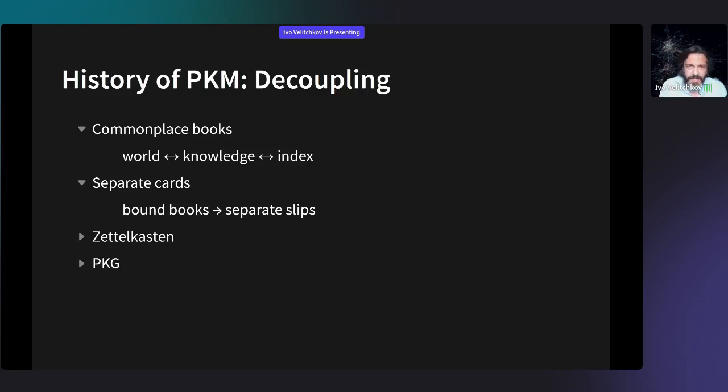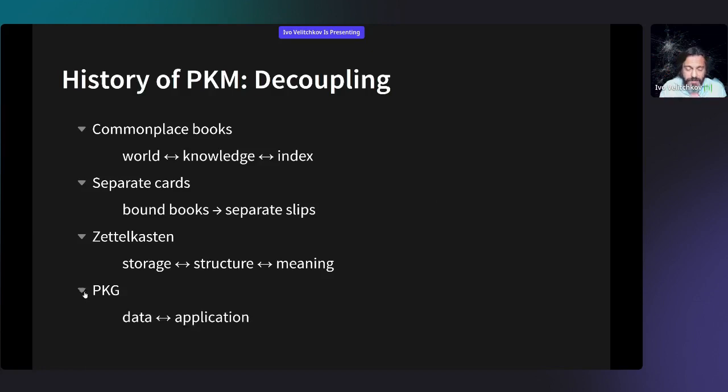This kind of usage moved to another level with Luhmann's Zettelkasten, where the decoupling was between storage, structure, and meaning. And there the relationships between things took another level of importance. And now we have another decoupling, between data and application, with personal knowledge graphs.